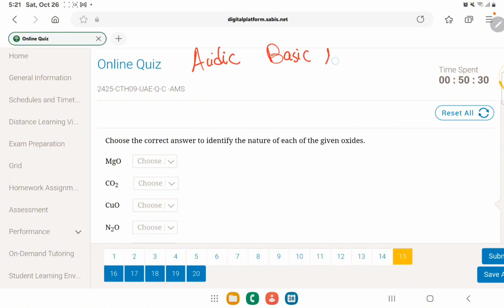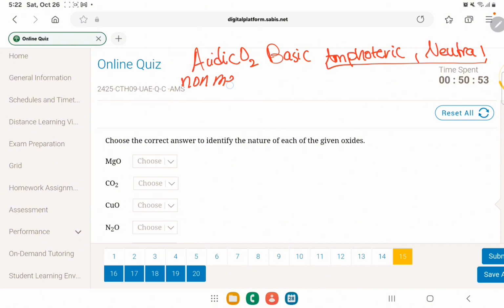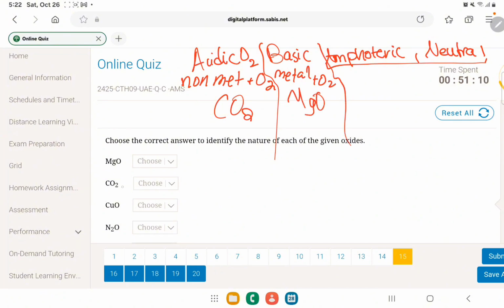basic, amphoteric, and neutral. Neutral, okay? These 2 are the ones I need to memorize, and these you can just know them from the periodic table. So when you have an acidic oxide, it's non-metal and O2. So like non-metal, what's any non-metal? Like CO2, okay? Basic is metal and O2. So like MgO, this one, okay?